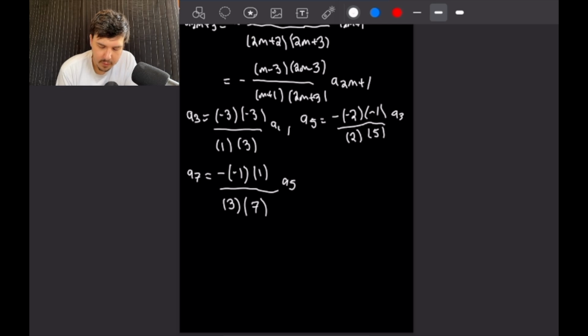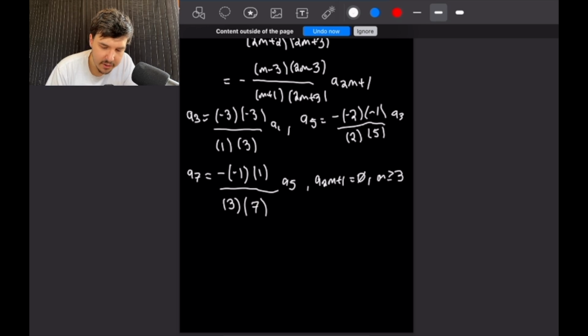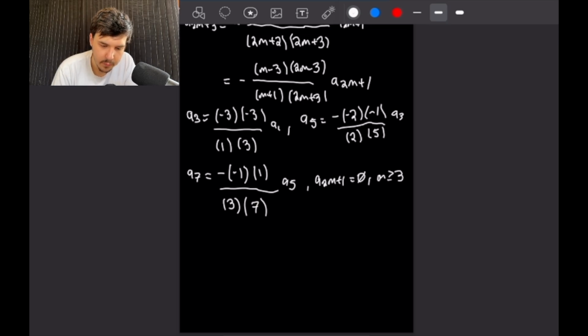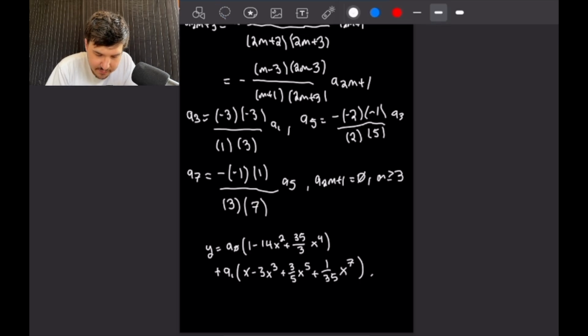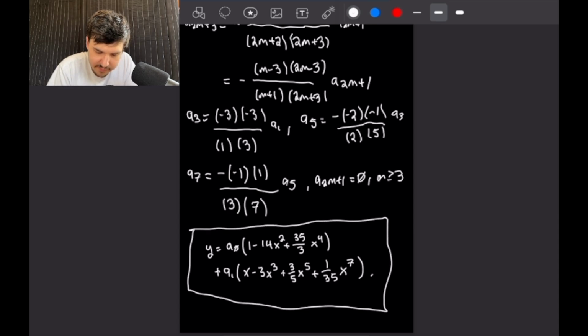And that's all we need for our general solution, because our a sub 2m plus 1 is equal to 0 for all m greater than or equal to 3. Great. And so from here, I'll go ahead and write out the general solution for you. And so there we go. We have the following value for y, which is our general solution, given in terms of the coefficients we calculated.